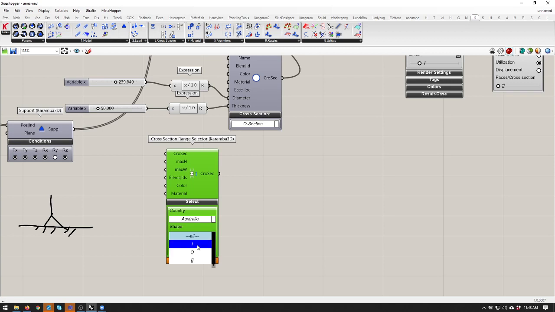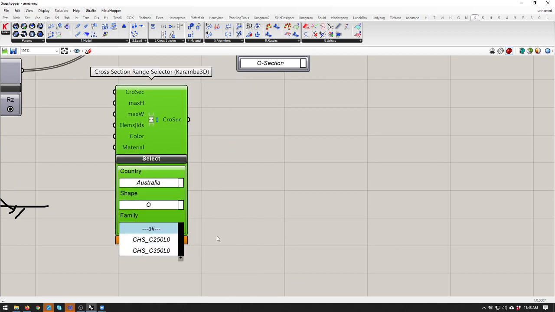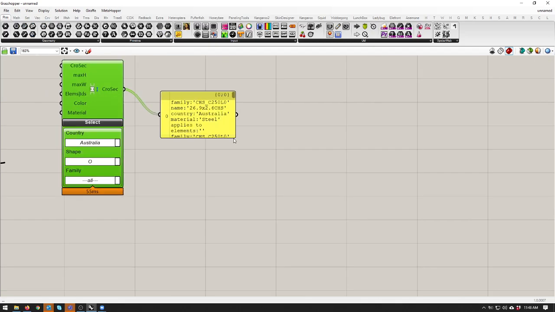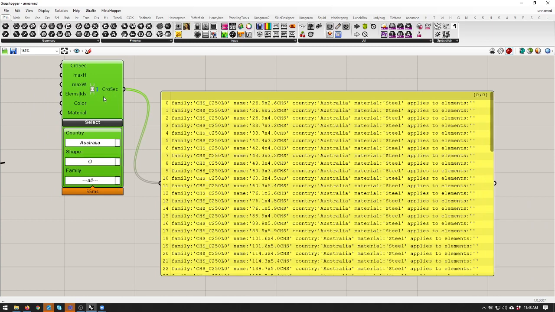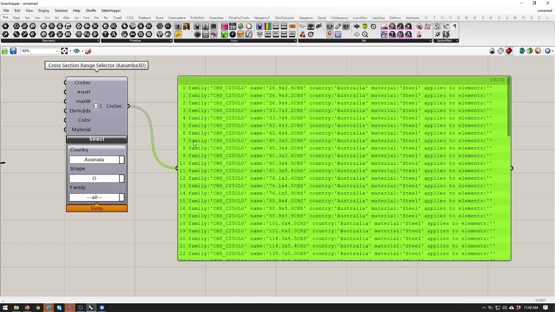We can tell it to give us either I-beams, circular hollow sections, or rectangular hollow sections. These rectangular ones also include squares. So we could pick the circular, and then just ignore family. This gets a little bit complicated, but there is a list that comes out of this with all those different members in the string setup the same way that Karamba wants.